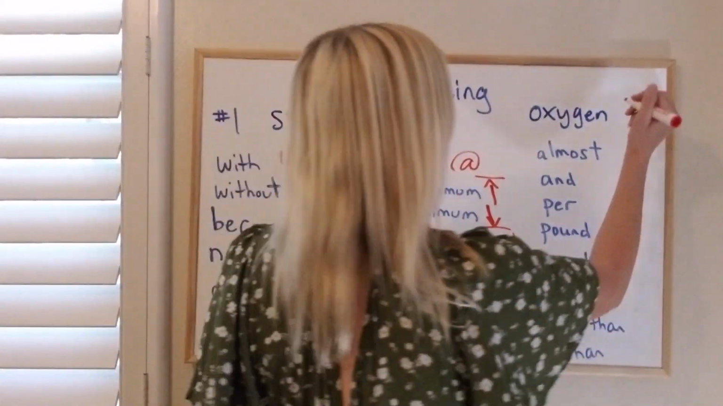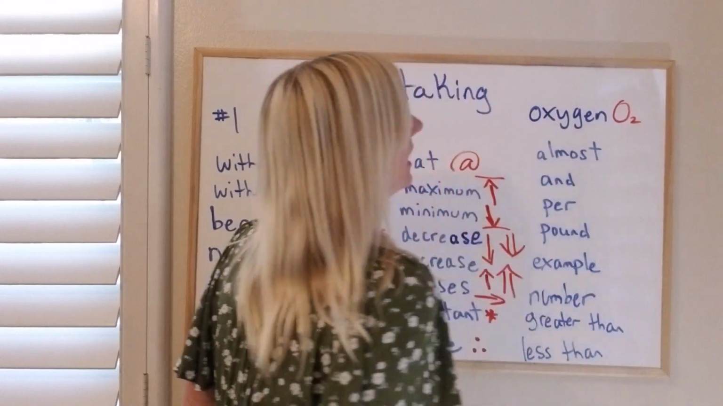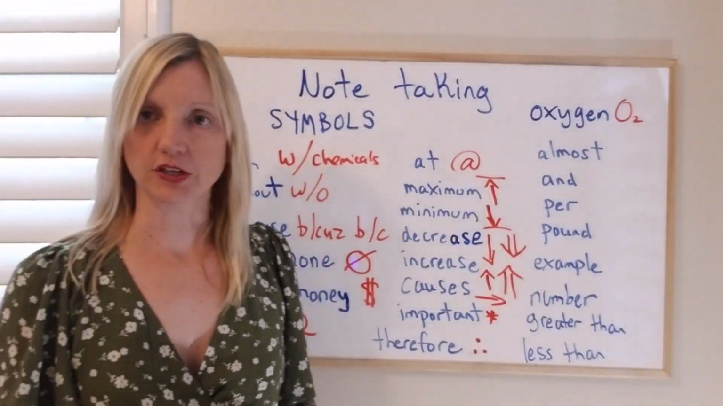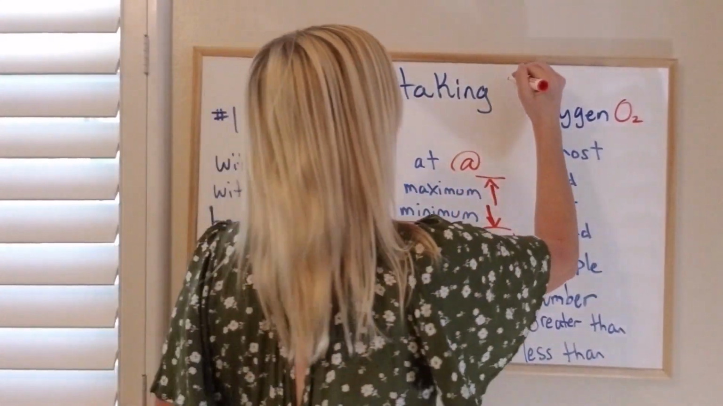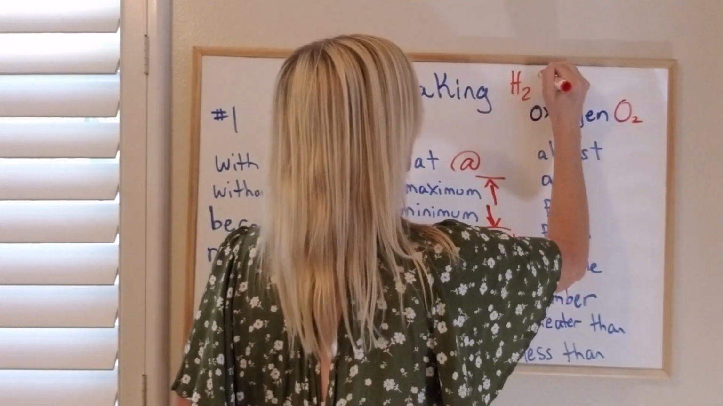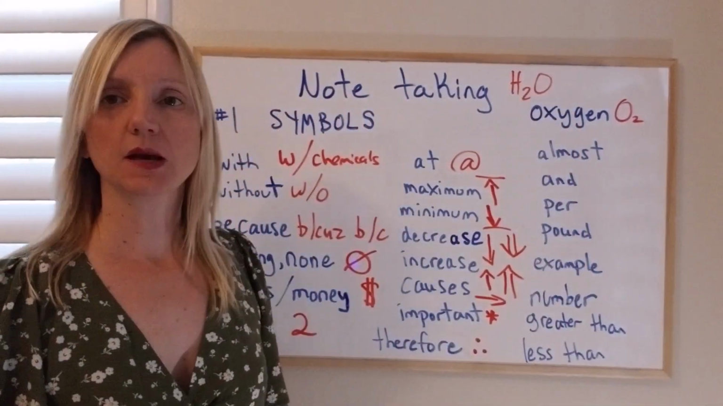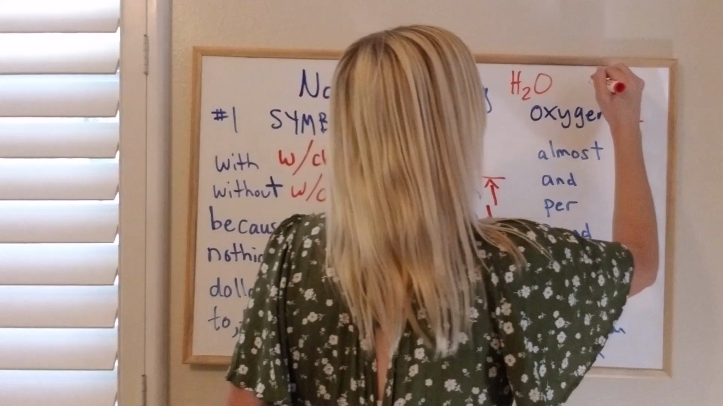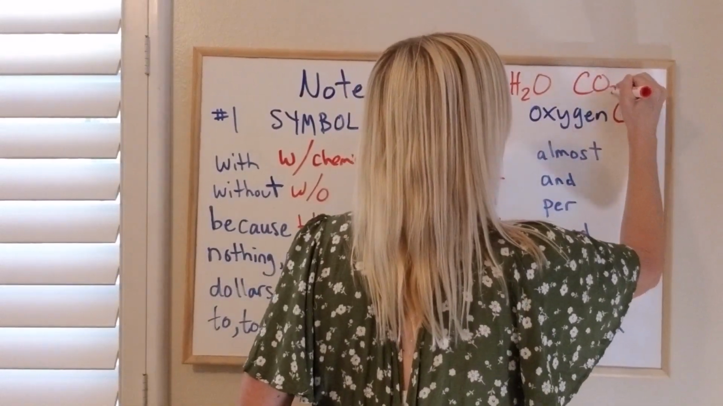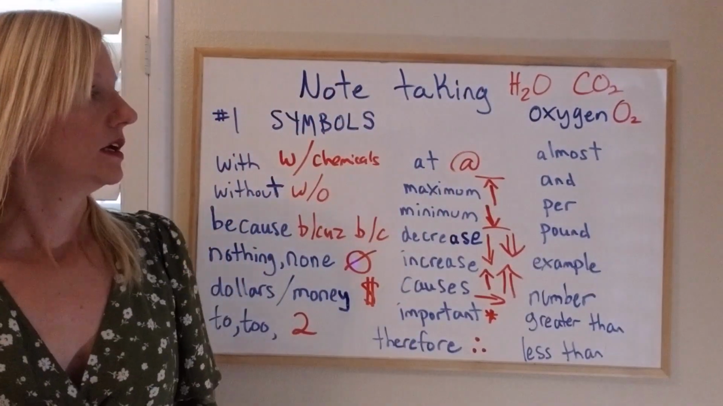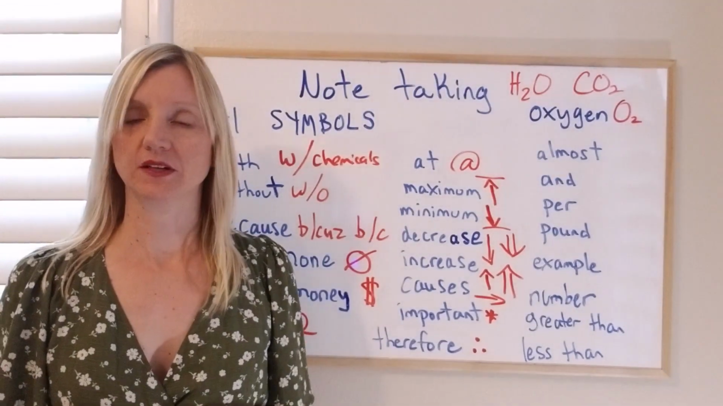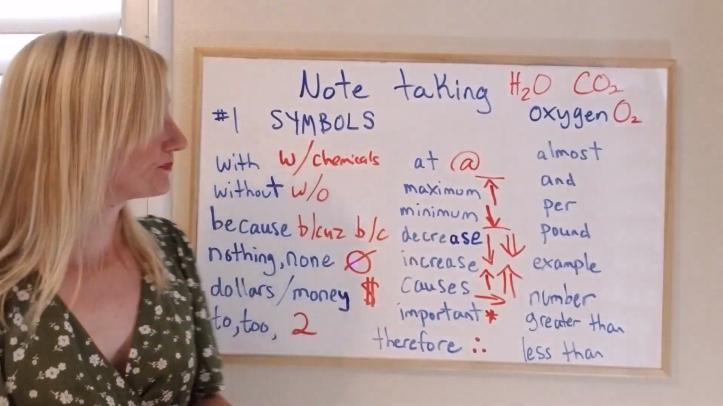Oxygen, we use the chemical symbols. O2, that means oxygen. And you can do the same thing for water, right? If you remember high school chemistry, that was the chemical symbol for water, H2O. And carbon dioxide, another popular TOEFL topic, that would be CO2. Again, going back to high school.